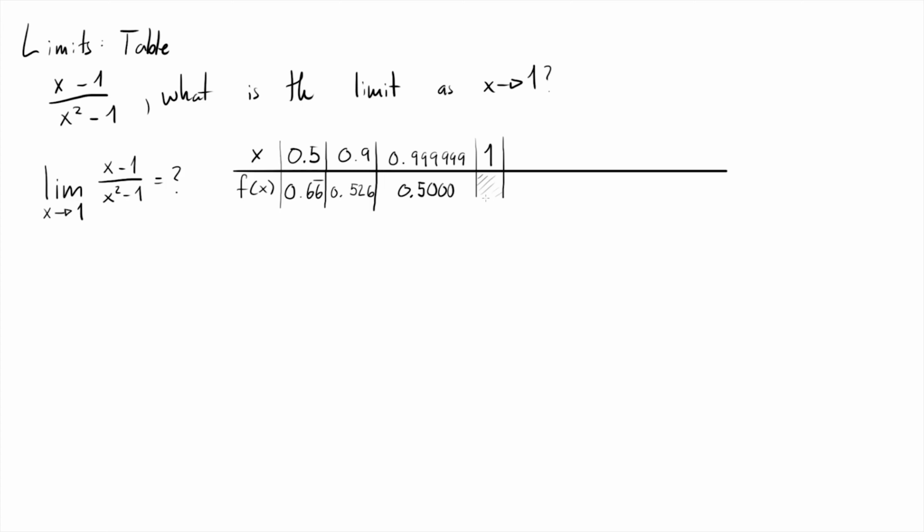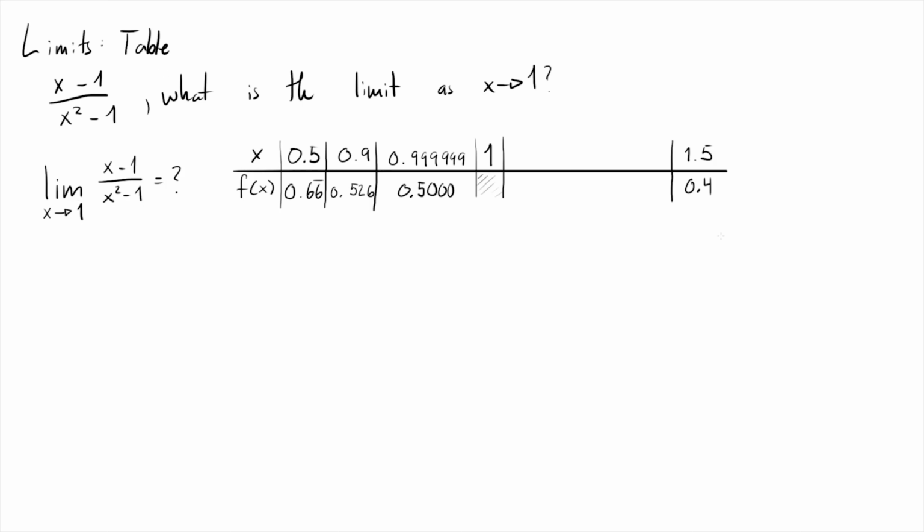Now let's take a look from the right-hand side and see what happens. I like to keep things symmetrical, so on the right-hand side, instead of 0.5, let's start with 1.5. And we ask ourselves the same question. What happens if we go with 1.5? What value do we get?